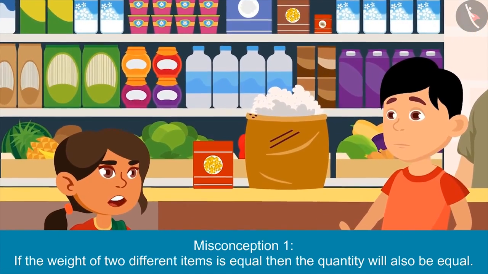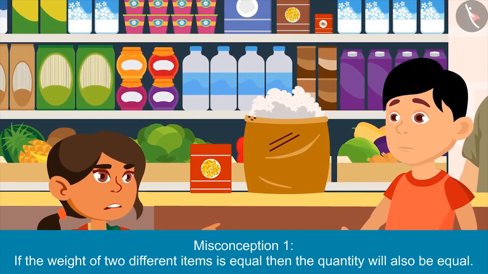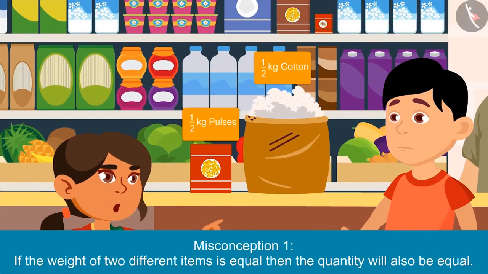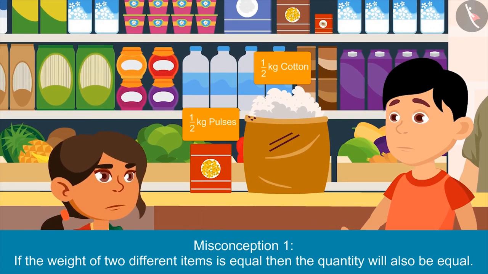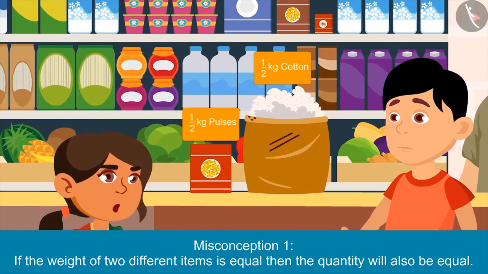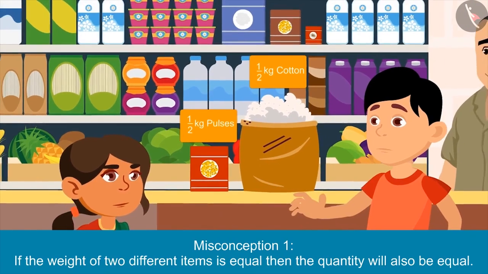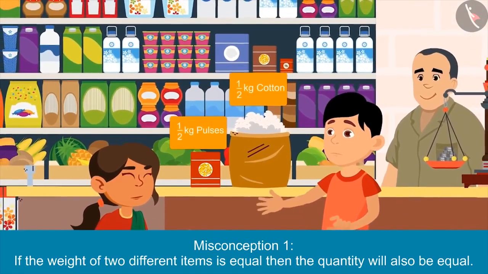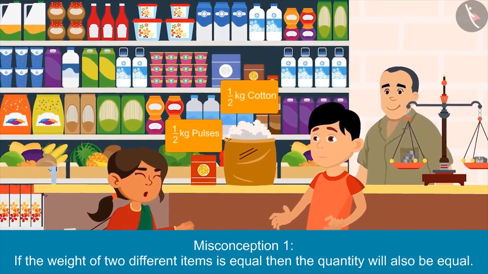Brother, look at these 2 bags. Both of them have half a kg written on it. But the quantity of cotton is much more than the quantity of pulses. Yes, Neetu, you are absolutely correct. Brother, how is it possible?